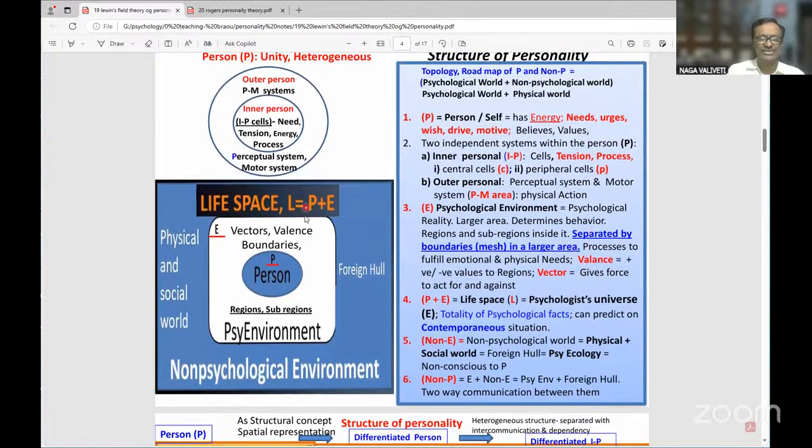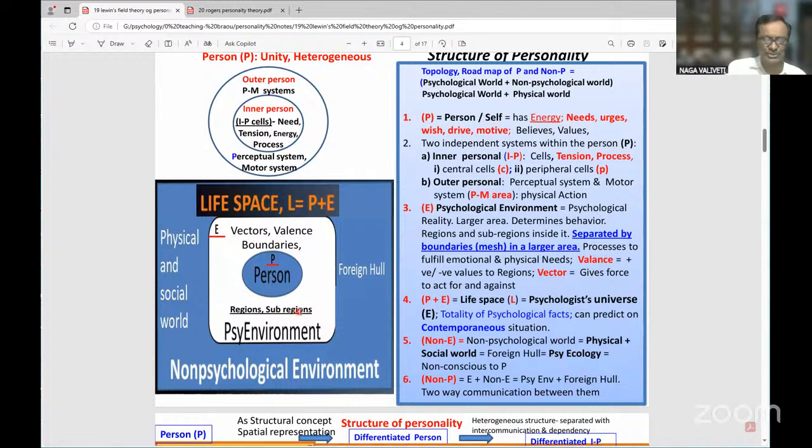Next comes the psychological environment. This is like the white part. The white part is the psychological environment. This is the psychological reality. This is a larger area than P. Together, P plus E, the life space, determines our personality, because encouraging forces and obstructing forces are there in the psychological environment. There is a separation of boundary.